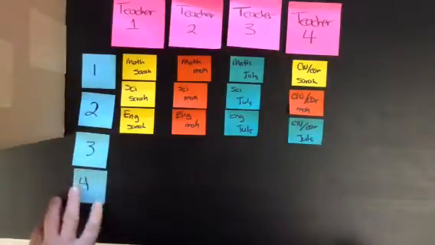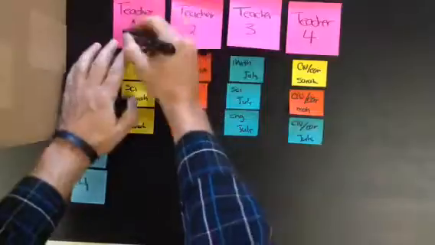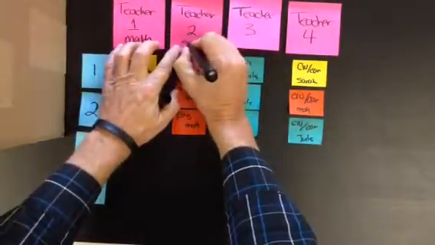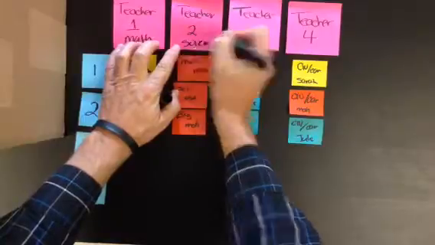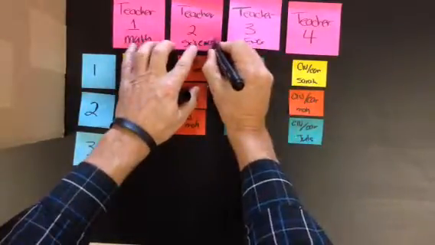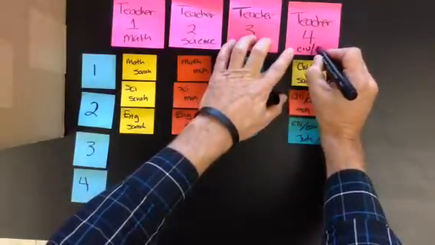So let's say teacher 1's our math teacher. So we got math, our science teacher, our English specialist, and our civics and careers person, specialist.